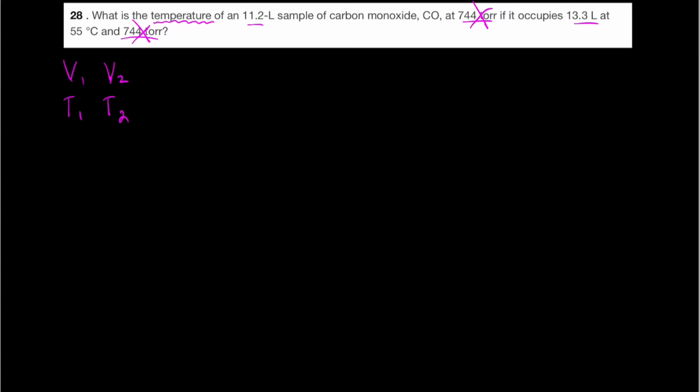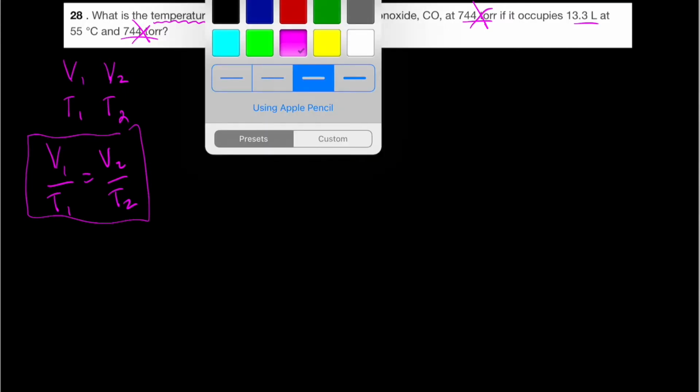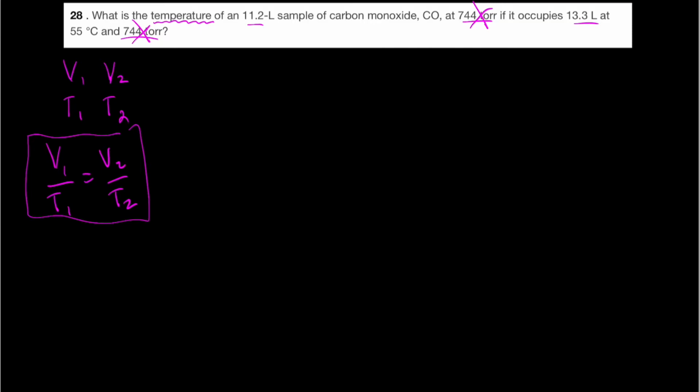If we have two volumes and two temperatures, we know that we must use Charles's law, so we're going to use this formula. But let's first identify what is V1 and what is T1 and so on. What is the temperature of an 11.2 liter sample of carbon monoxide? I'm going to call this the initial condition, or T1. It could be T2, it doesn't matter, but you want to keep your ones together and your twos together.